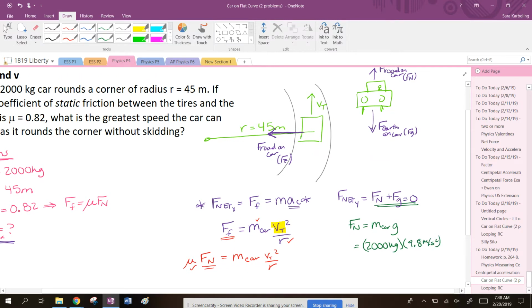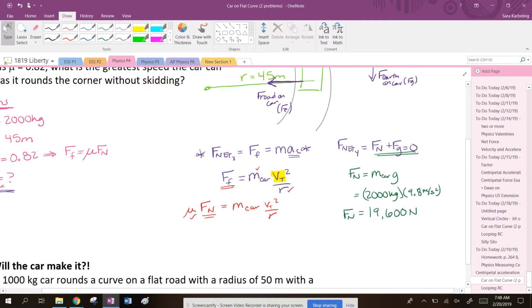I'm going to go ahead and do a little calculation here to figure out that value. Hold on just a second, get my calculator ready. So I've got 2,000 times 9.8, and I get 19,600 newtons for my normal force. Now I know my normal force, so I'm good to go. I know my normal force, I know my coefficient of friction, the mass of the car, and I know the radius. So now it's just algebra, friends. You've got this. So here we go.